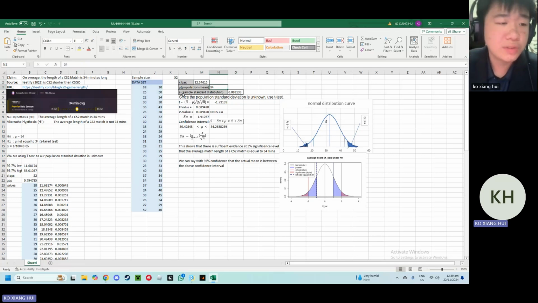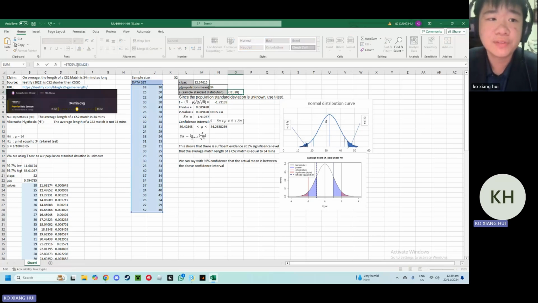My population mean mu is taken from the website right here, and my sample standard deviation is calculated using the STDEV.S function over this data set. I'm not using STDEV.P because this is not my population data set. Since I do not have my population standard deviation, I will be using the t-test today.